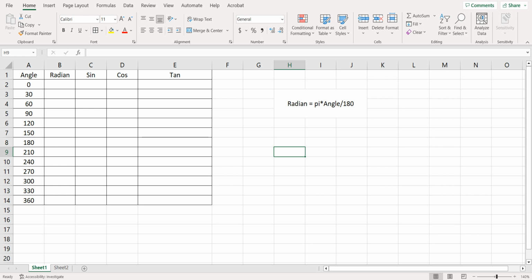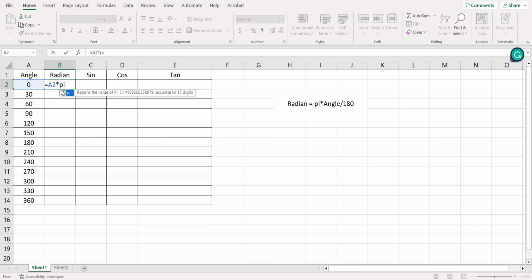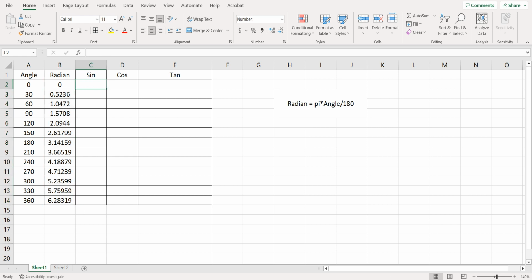Okay, so the equation I have written here to convert the angles to radians, you can see the angle has to be multiplied by pi, which is 3.1416, and then divided by 180. So you can write this equation here to convert the angle to radians. Just select this angle, then multiply by pi, and then divide by 180. Then you can copy this equation to all other cells to get the radians for all the angles.